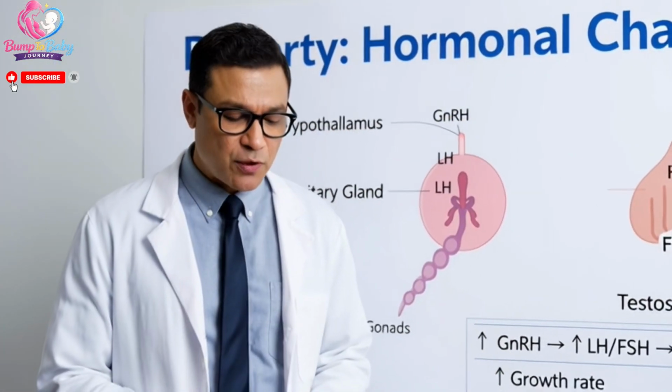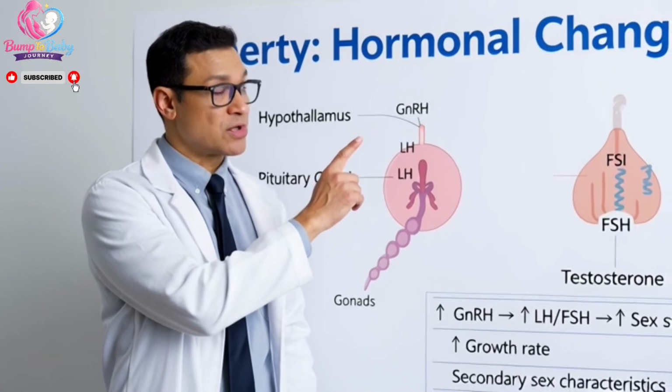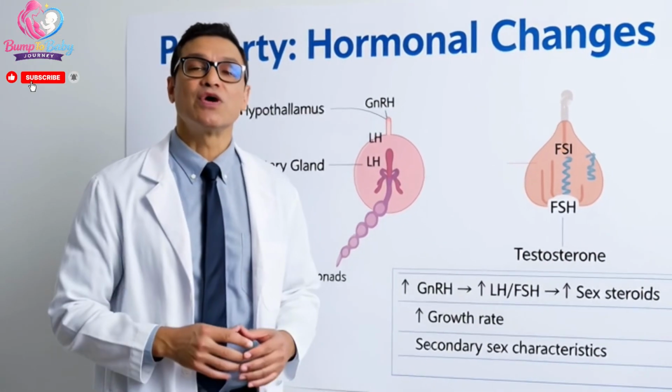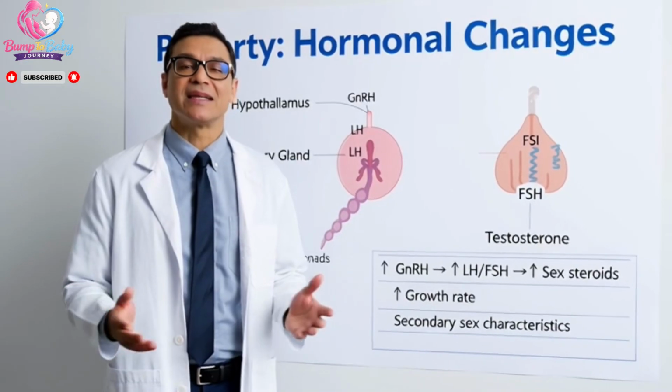During puberty, the hypothalamus releases GnRH, which signals the pituitary to produce LH and FSH. These then act on the gonads and secondary sex characteristics as detailed here.